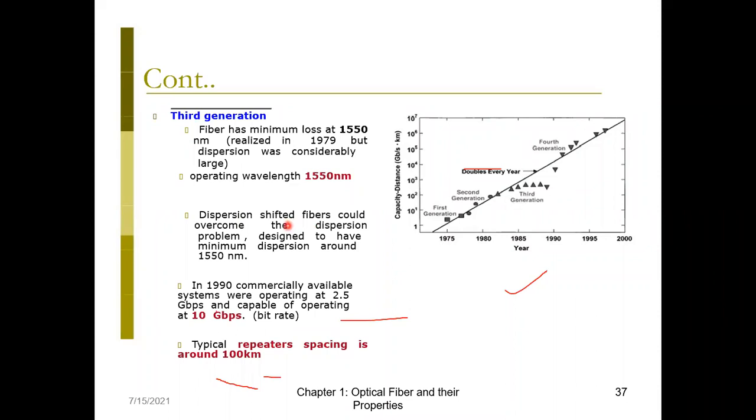It is there in our syllabus. So what happens in it? Due to this shift in dispersion, the dispersion became less. So at 1550 nanometer, we had the minimum dispersion. Okay, so in 1990, the commercially available systems were operating at 2.5 gigabits per second, capable of operating at a 10 Gbps rate, and the repeater spacing increased to 100 kilometers. So in the third generation, again the repeater spacing increased.